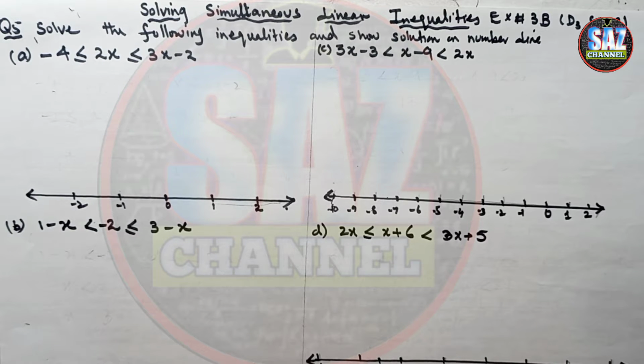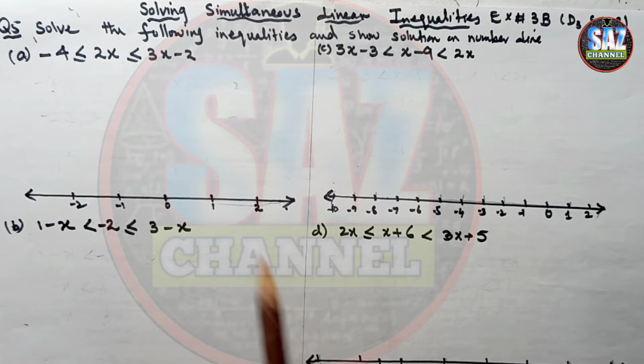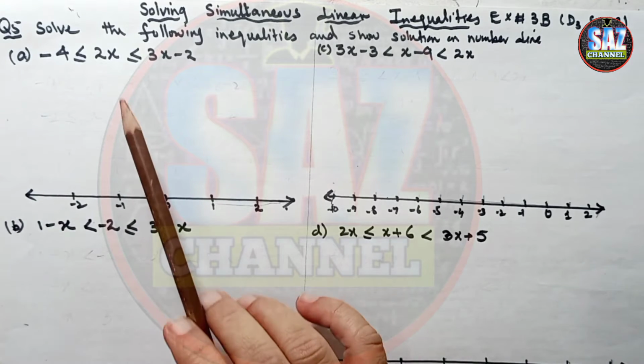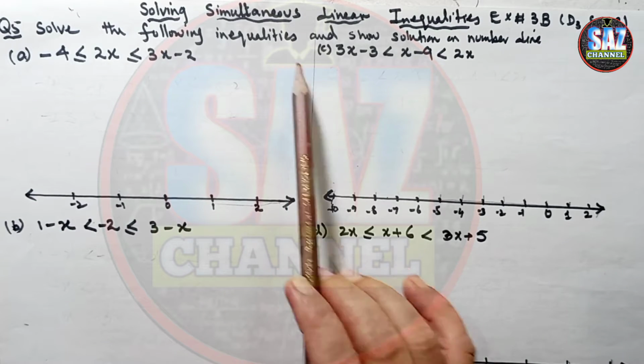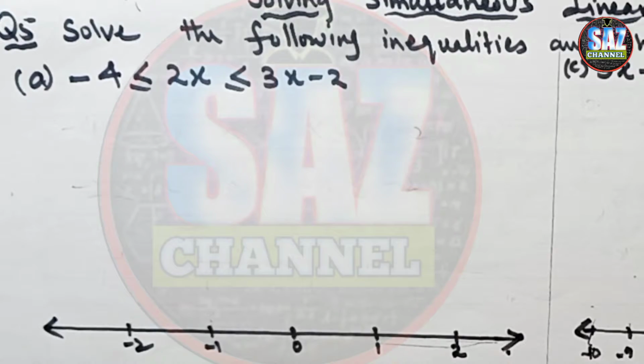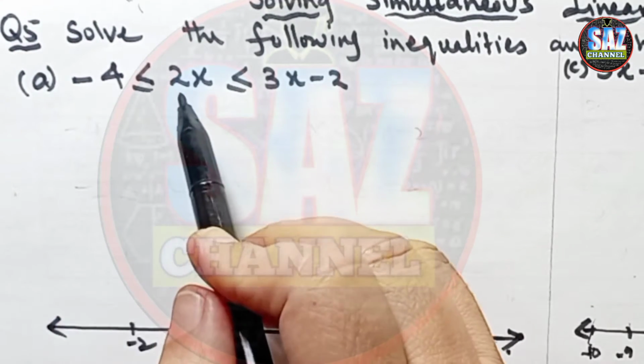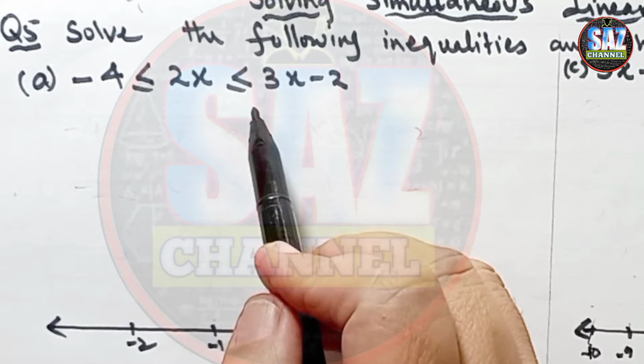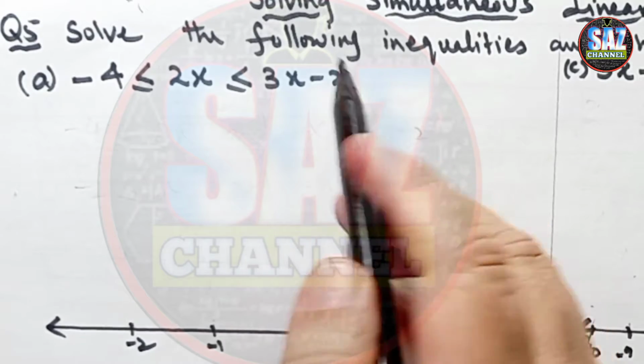This is my third lesson of D3, chapter number 3, exercise 3B, that is about solving simultaneous linear inequalities. In this lesson, I will solve question number 5 that says solve the following inequalities and show the solution on the number line. So, before going to the solution on the number line, we have to solve the inequalities. The first question is minus 4 is less than equal to 2x is less than equal to 3x minus 2.